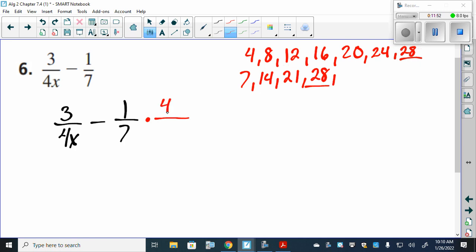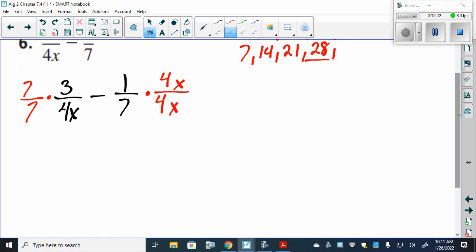So 7 we need to multiply by 4. And the 4 we need to multiply by 7. Okay? Is there anything else that the 4x has that the 7 doesn't? X. We need an x. And that's probably one of the few times we'll ever say that, that you need an x. It's all right.